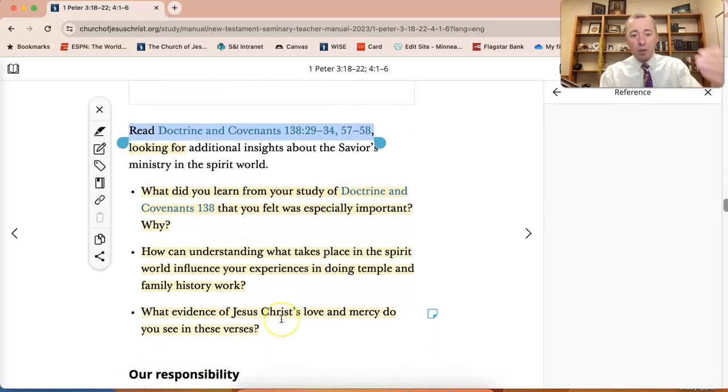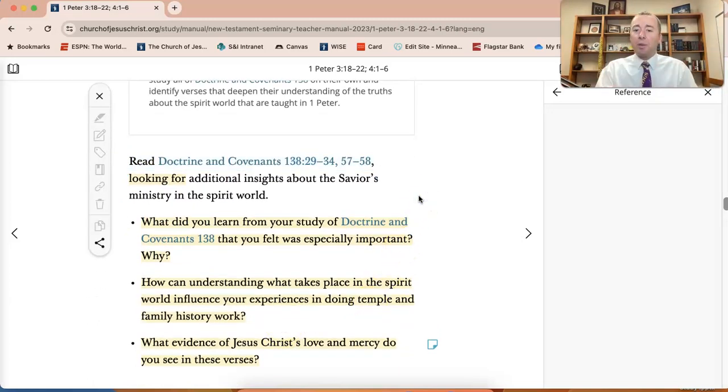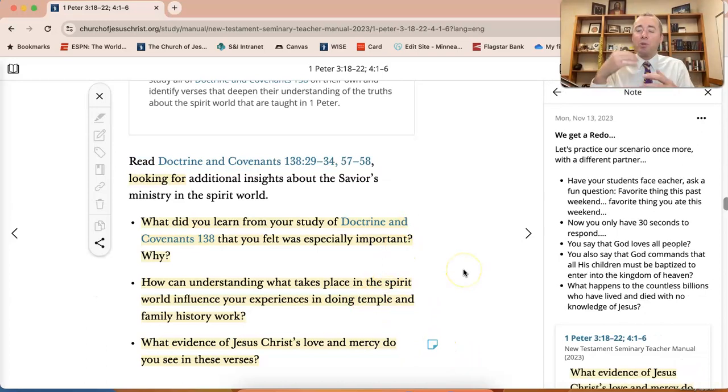What did you learn? How can you understand? What evidence? They're going through these and they're going to build their capacity, and we want to help them to list in their own mind things that they could say if they had a redo of their scenario. So we study it. Take the time. This is the meat of the lesson.